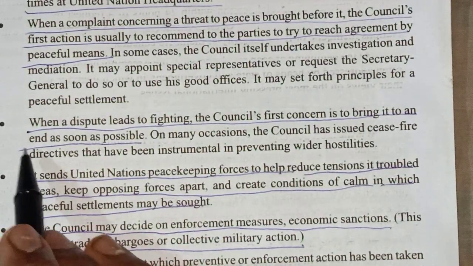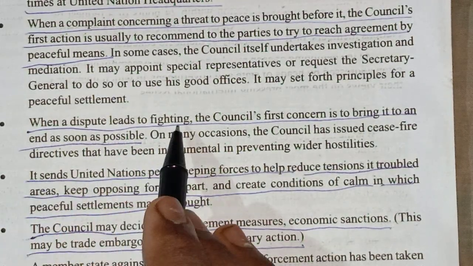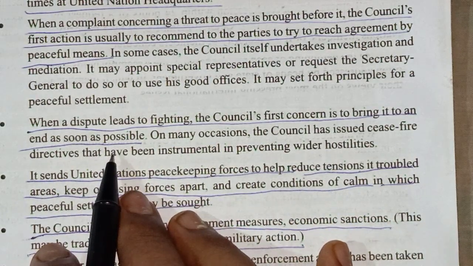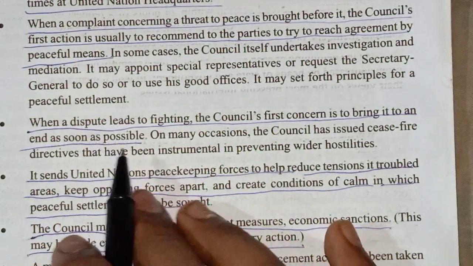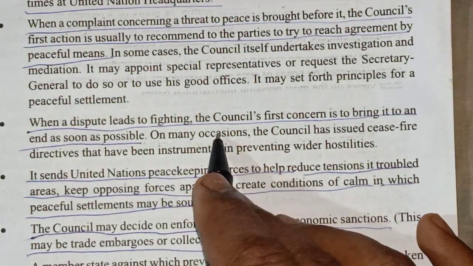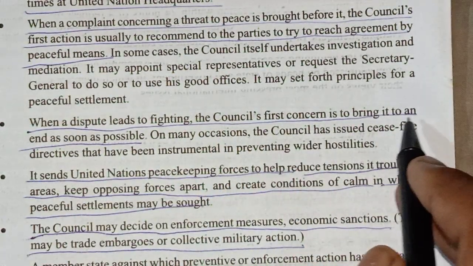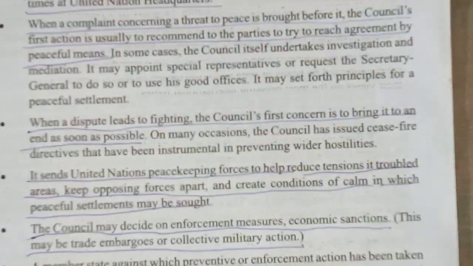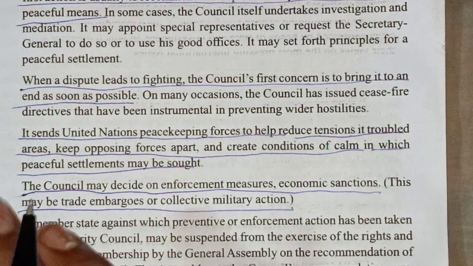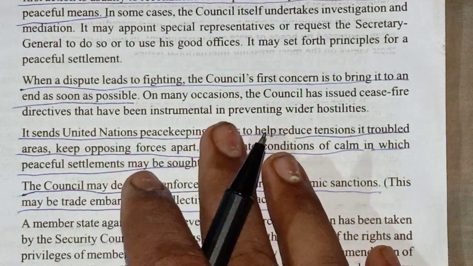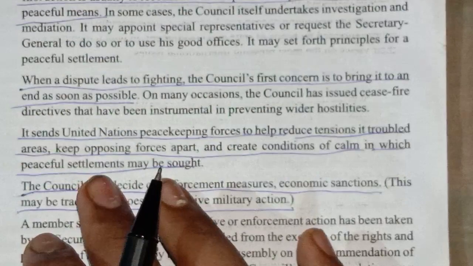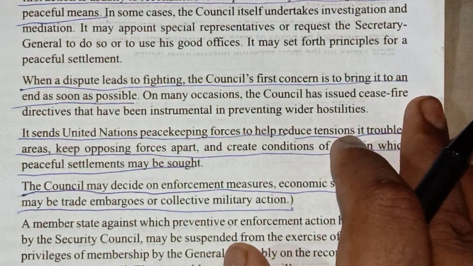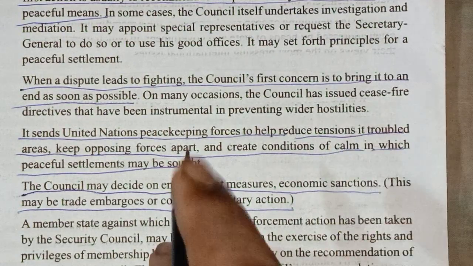Then when a dispute leads to fighting, like Russia and Ukraine, there is no more dispute there, there is fight there. So at that time the council's first concern is to bring it to an end as soon as possible, to finish the war as soon as possible. When there is no dispute, no cold war, there is fight, it is the first concern of the Security Council to bring the fight, the war, to an end as soon as possible.